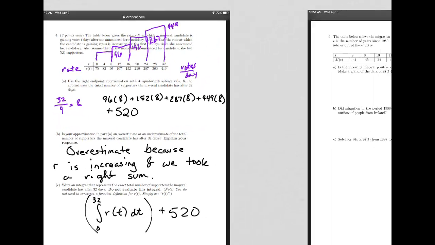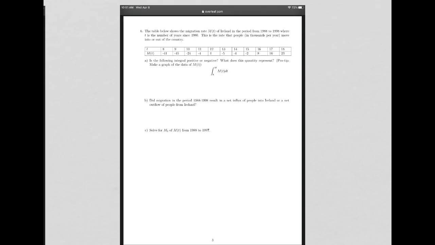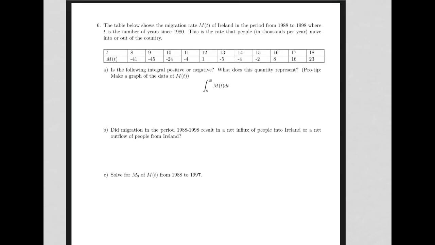Let's go over and let's do something similar. Okay. So the table below shows the migration rate, M of T, of Ireland, in the period from 1988 to 1998, where T is the number of years since 1980. This is the rate that people, in thousands per year, move into or out of the country. And if I remember, there might be a typo on this thing, so just wait a moment.